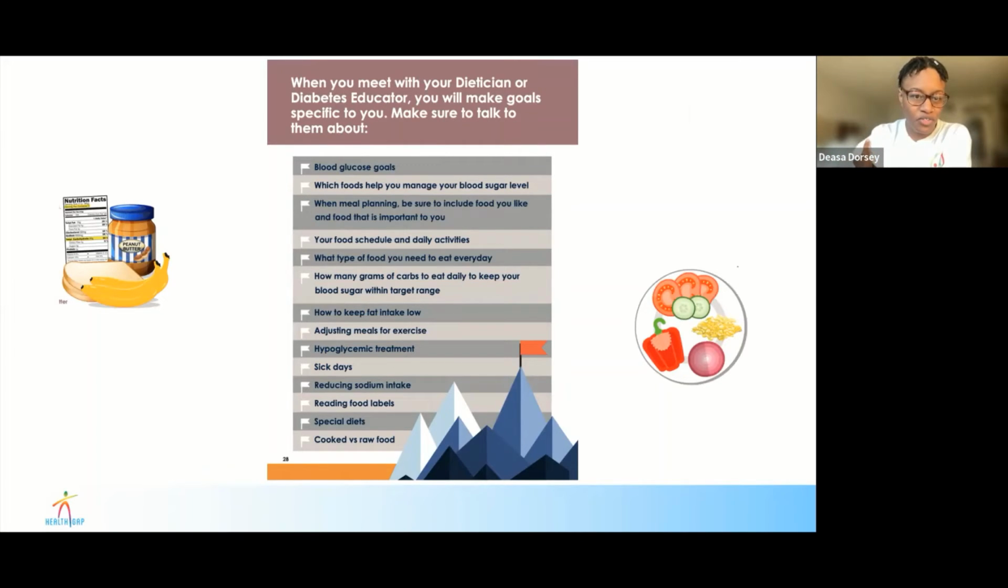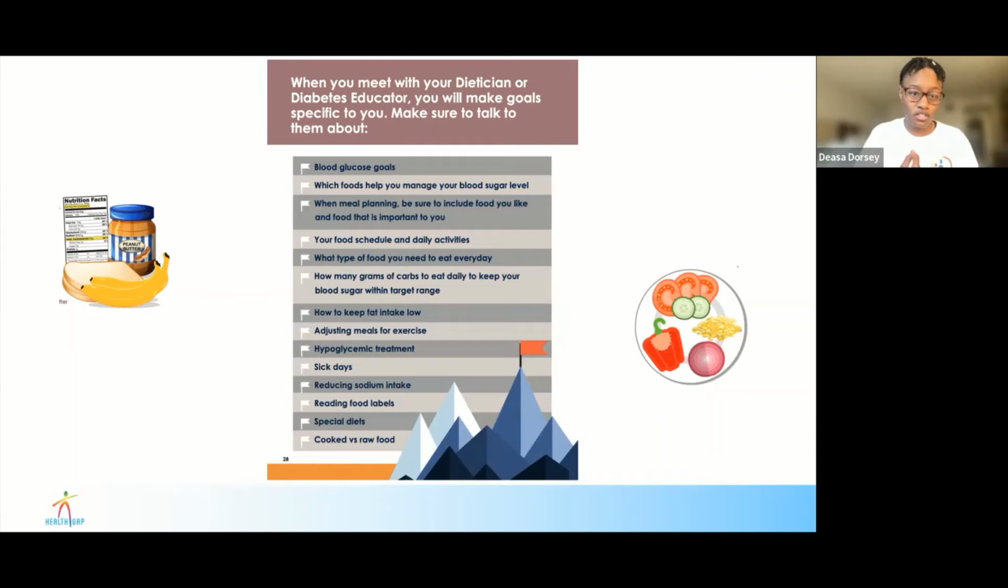When you meet with your dietitian or diabetes educator, you'll make some goals that are specific to you. Again, with diabetes, we have a lot of organizations, and there are a lot of numbers and things out there, but honestly, diabetes is specific to you, because what may be good for one person may not work very well for you.